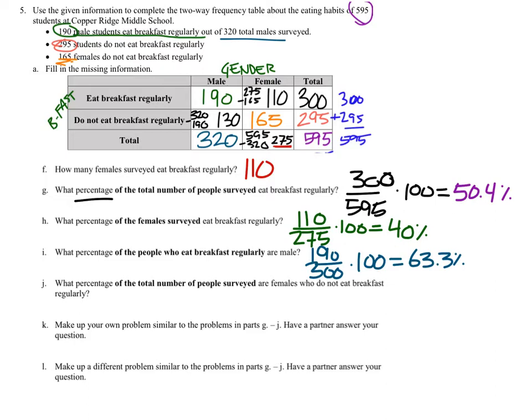And next up, what percentage of the total number of people surveyed? So the total number of people surveyed, 595. How many of them are females who do not eat breakfast regular? So that appears to be 165 right here. So I'll multiply that by 100 to get the percent. So 27.7% of the total number of people surveyed are females who do not eat breakfast regular.